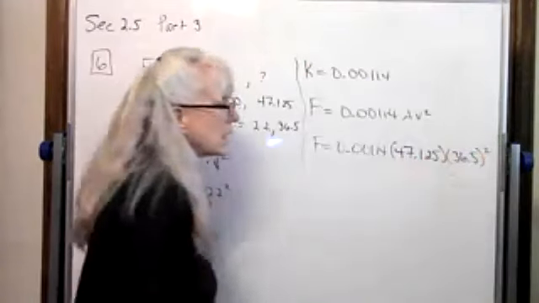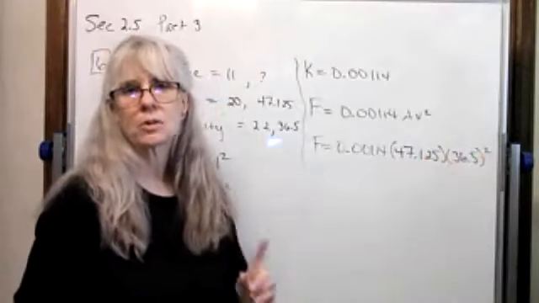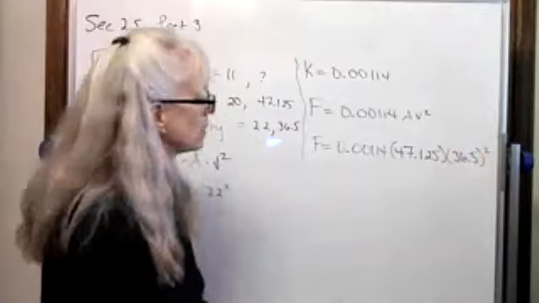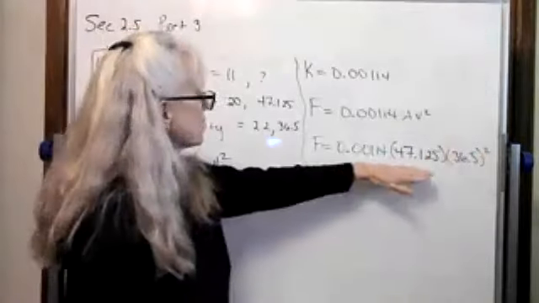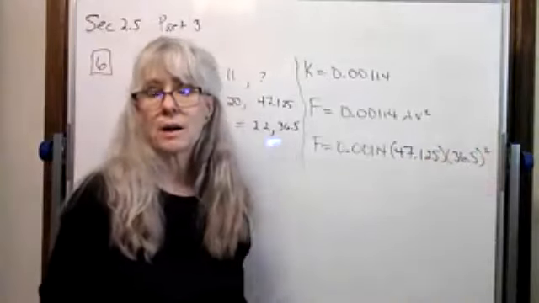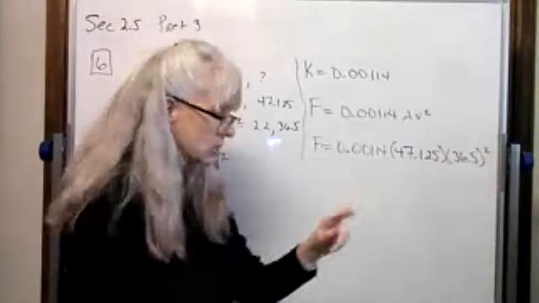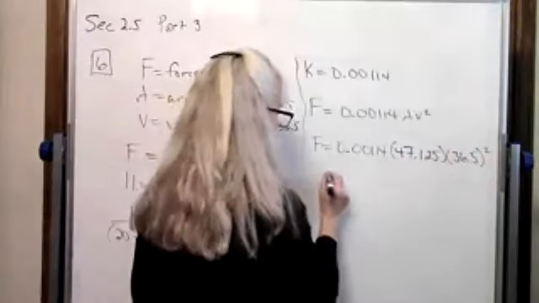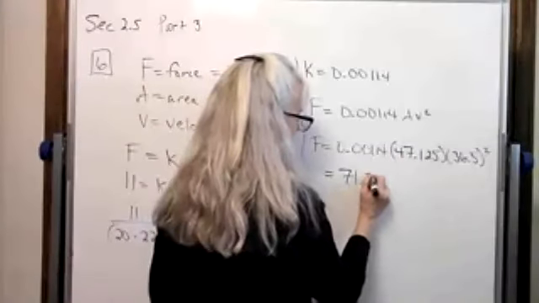And again, we're talking about a single pane window. Most windows are not just single panes anymore, they're double pane windows. Okay, so I put in the 47.125 for my area. I now have a wind blowing at 36.5 miles per hour. We're going to square that. We're going to number crunch this all through. And if you do that, it comes out to be 71.3.